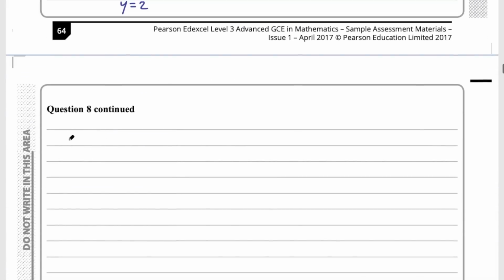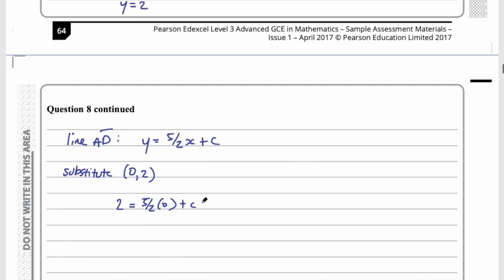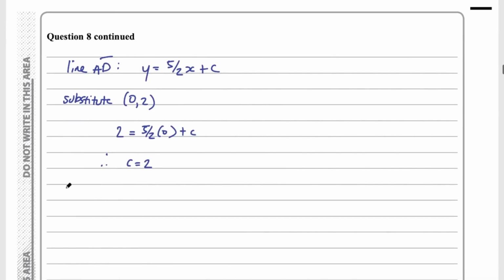And we have part of the equation for AD. So line AD looks like this so far: y equals 5 over 2x plus c. We don't know what c is. We need to find that. So we can substitute the point 0, 2 to find c. So this will be 2 equals 5 over 2 times 0, which will just be 0, plus c. So therefore c equals 2. So therefore the equation for line AD will be y equals 5 over 2x plus 2.